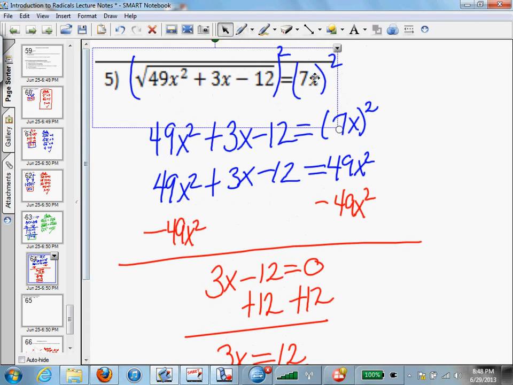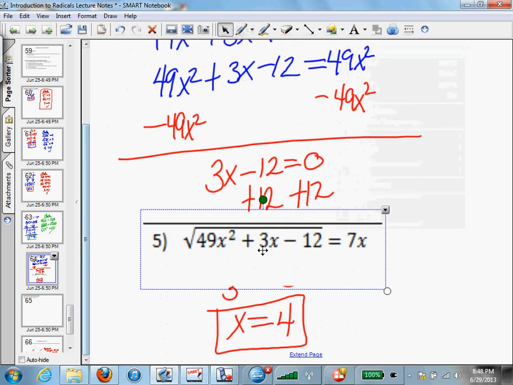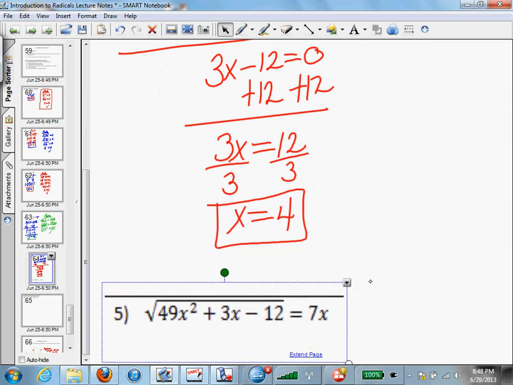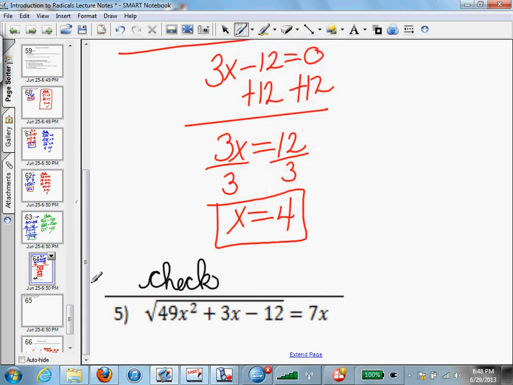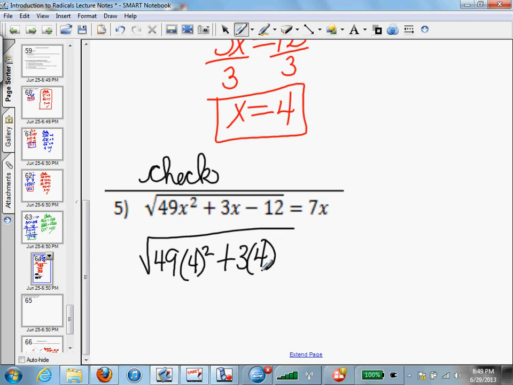Now to apply the check, we want to rewrite our original equation. And we're just going to replace every x that we see in the problem with a 4. So we have the square root of 49 times 4 squared plus 3 times 4 minus 12 equals 7 times 4.